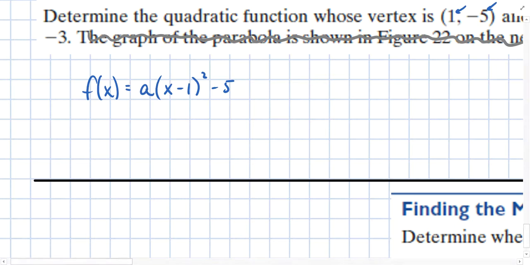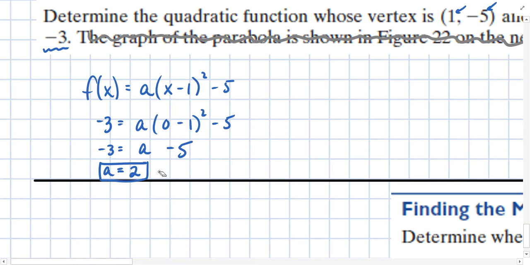Now what we also know is the y-intercept occurs at -3. So the y-intercept is -3, and the y-intercept occurs when x is equal to 0. So if I replace x with 0 and f of x with -3, I now have an expression with all components shown in numerical value except for the letter a. And that's pretty easy to solve for. Negative 1 squared is 1, so a times 1, which is just a, minus 5 is equal to -3. Therefore, a by itself is 2 after we add 5 to both sides of the equation.